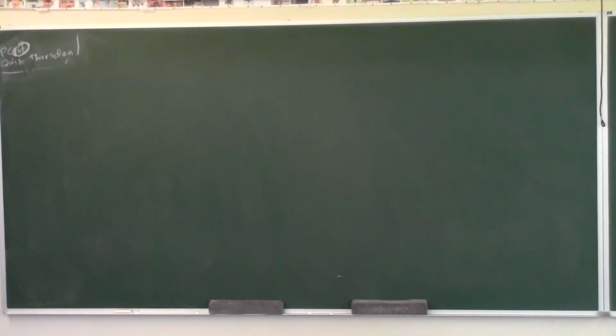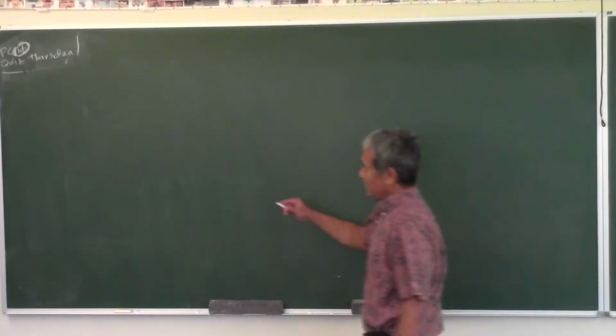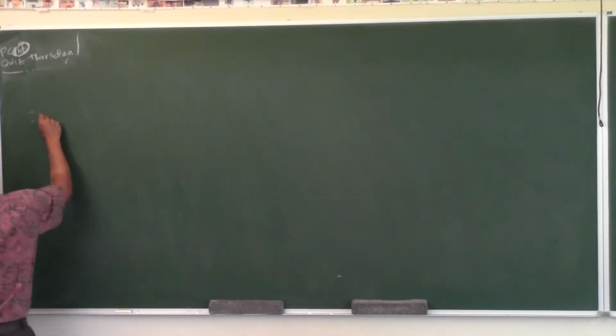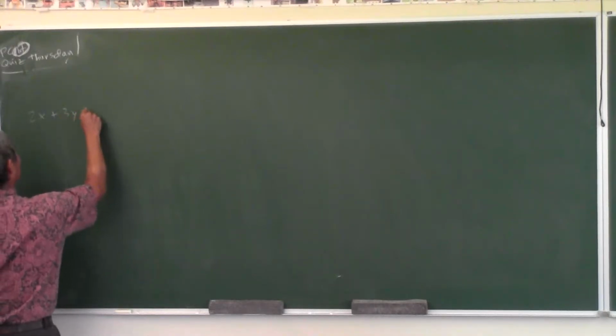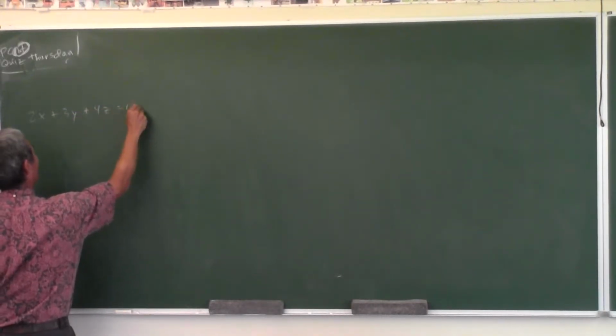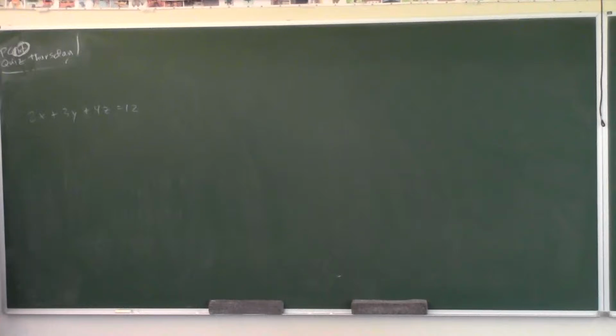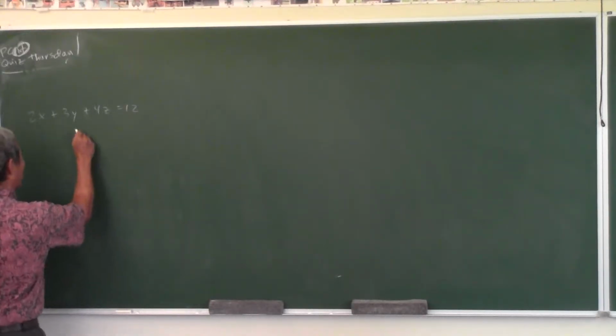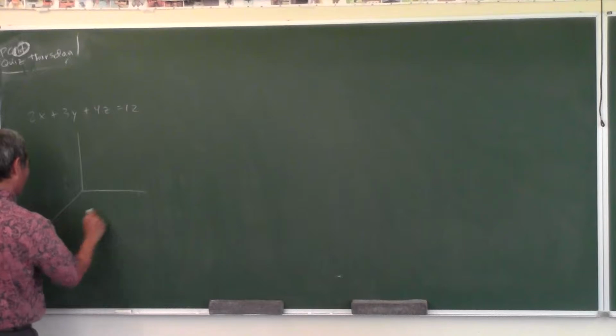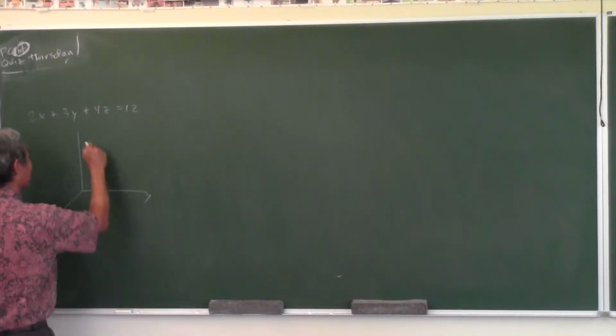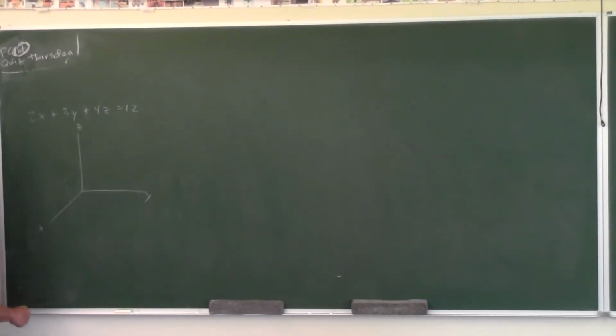Let's say you have a plane. 2x plus 3y plus 4z equals 12. How do we know that's a plane? Because it's a first degree equation, right? All the variables are to the first power. That's going to be a plane. Now, how do we sketch it? Remember, we sketch it in the first octant. Plot the intercepts.